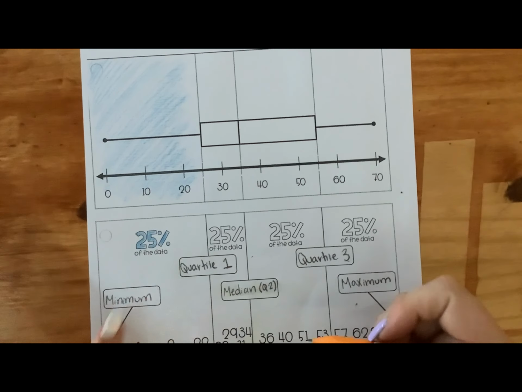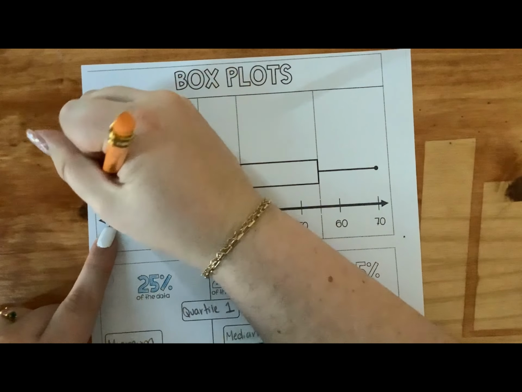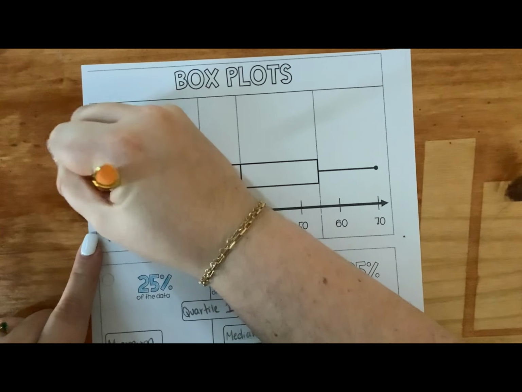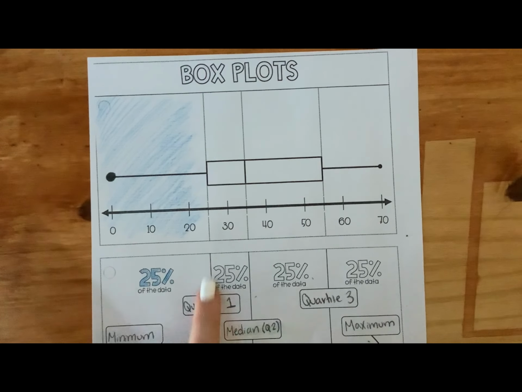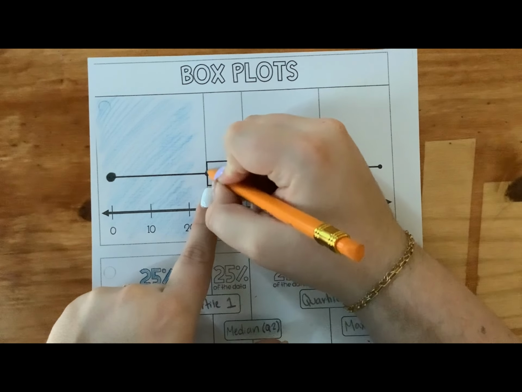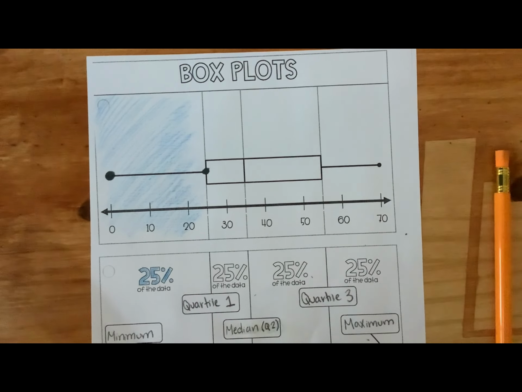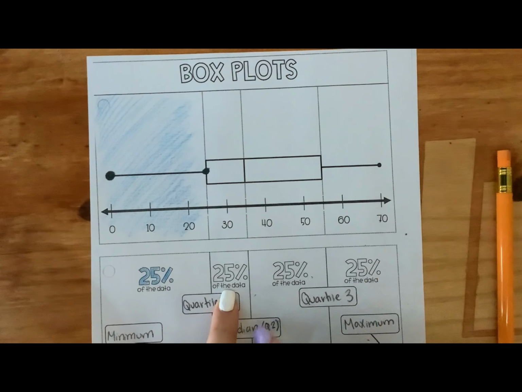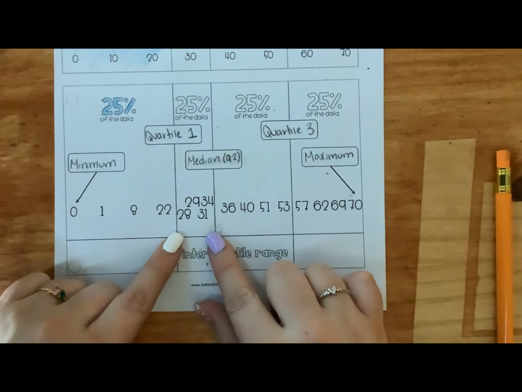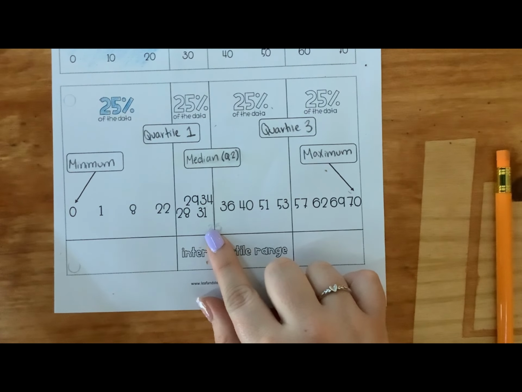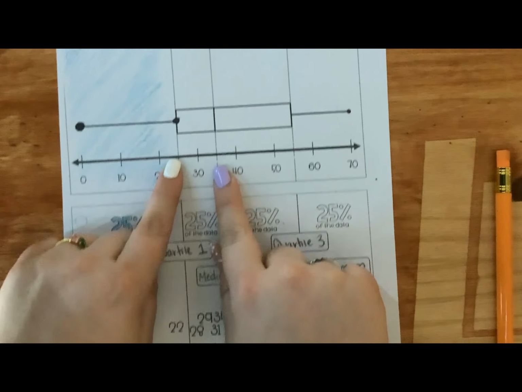So if I were to mark on a graph or on a number line where my minimum is, right here. And then finding quartile 1 would lead us right here to 25. And then my next part of my data, which is also worth 25%, is going to be my quartile 2, which is this middle box. And if you look between here, we have 28, 29, 31, and 34. Those are all numbers that are between 25 and 35.